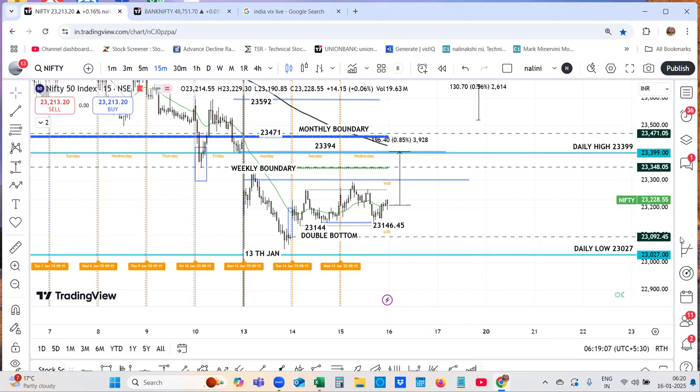So till that time, your trade should be within the monthly boundary, that is 23,467. Anything in that boundary, the market may react and come down. So your upper boundary is the monthly boundary and the immediate boundary is the weekly boundary. The market can go past this level to seek the dynamic liquidity there. So when it gaps up, for an intraday trader, you will not get any trade.